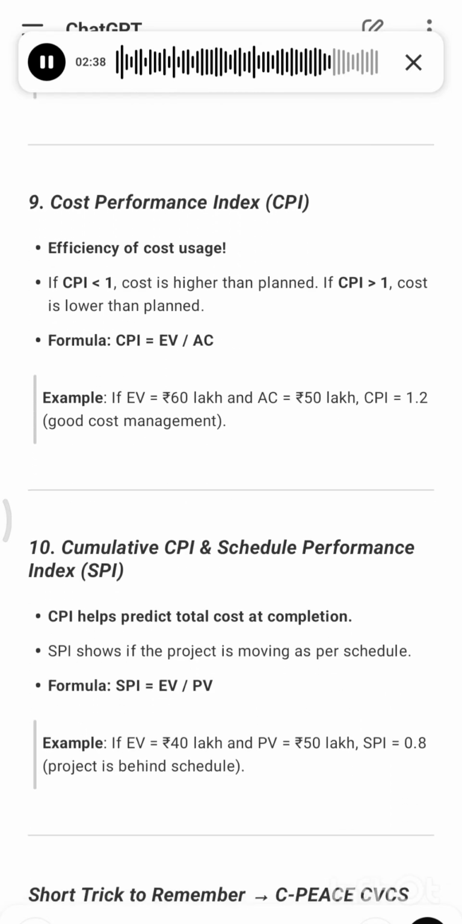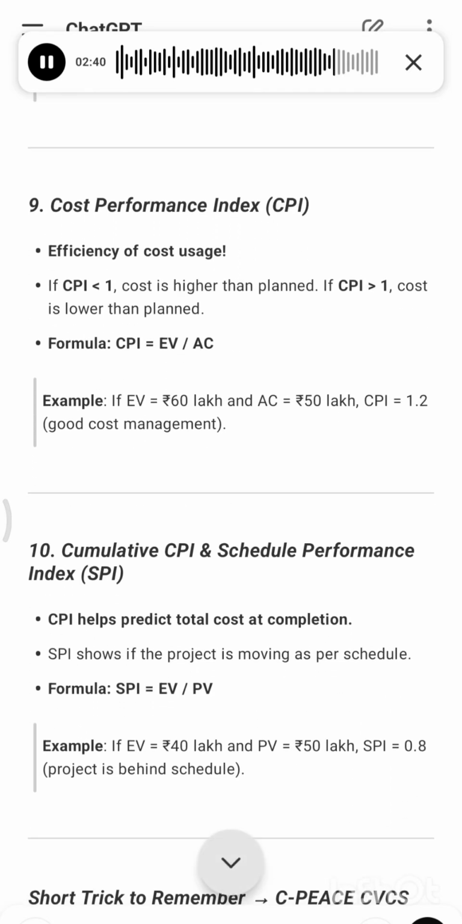10. Cumulative CPI and Schedule Performance Index. CPI helps predict total cost at completion. SPI shows if the project is moving as per schedule. Formula, SPI equals EV divided by PV. If EV equals 40 lakh and PV equals 50 lakh, SPI equals 0.8. Project is behind schedule. Short trick to remember.